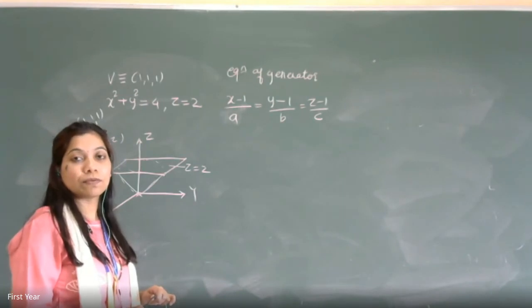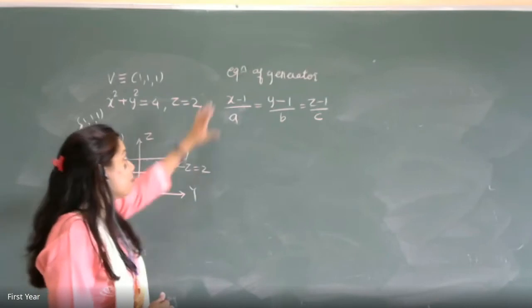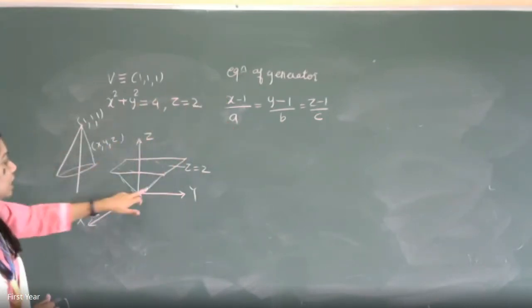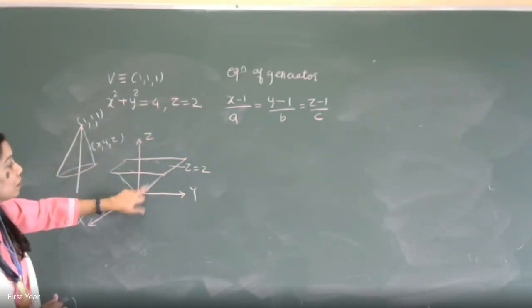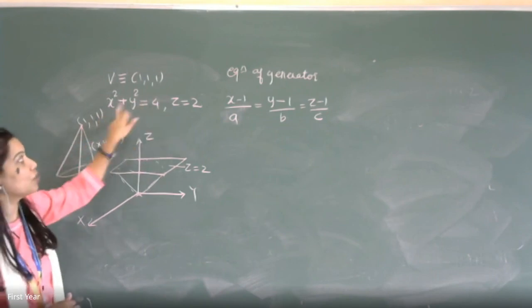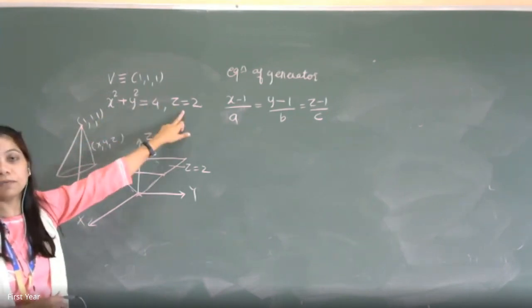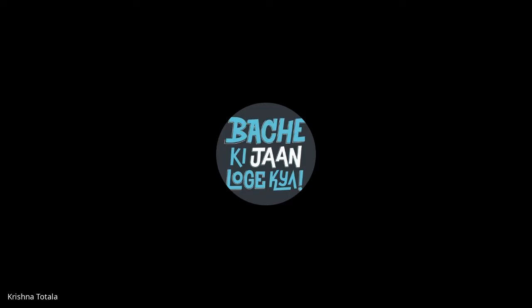Yes or no? Yes, ma'am. So now this generator, where does it lie? This generator lies on the intersection of these two, z = 2 and the circle.